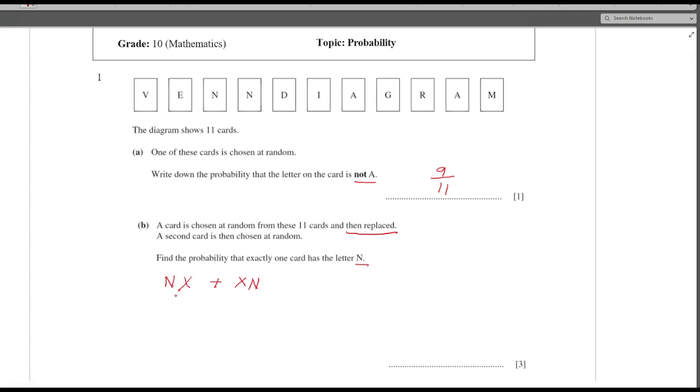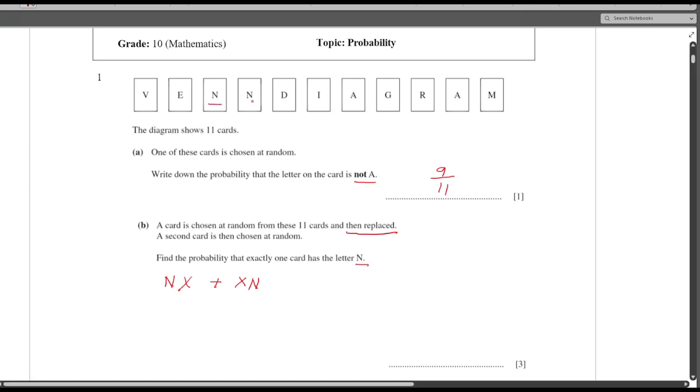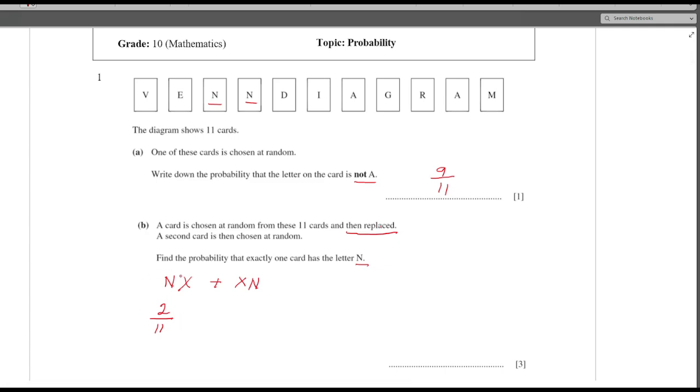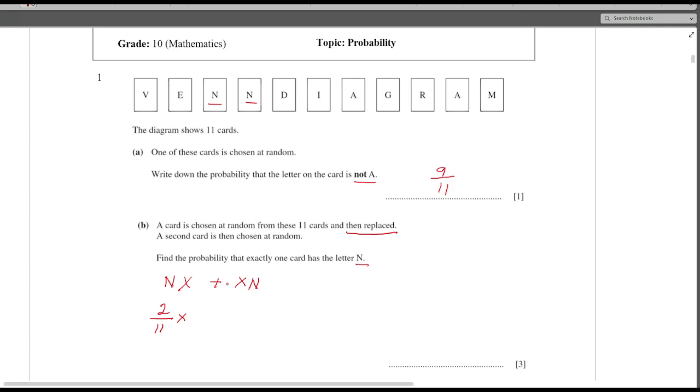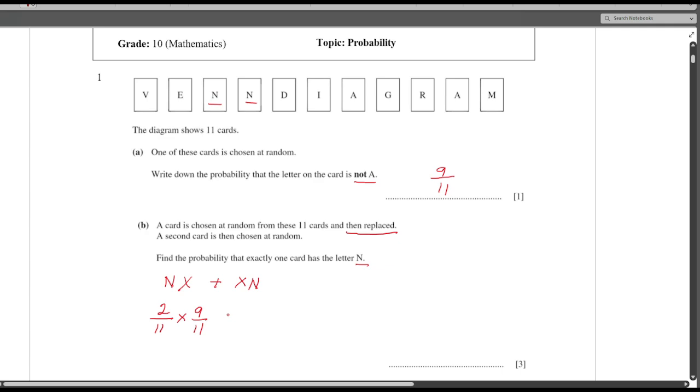Okay, now if I consider the first scenario, when my first pick has letter N, you can see that we have two cards with letter N, so the probability will be 2 divided by 11. Now the question says that the card is replaced. When I replace the card, the total number of cards will remain the same, 11. For the second card, I have to choose one which is not N, so that I can do in 9 out of 11 ways. So it is 9 out of 11.